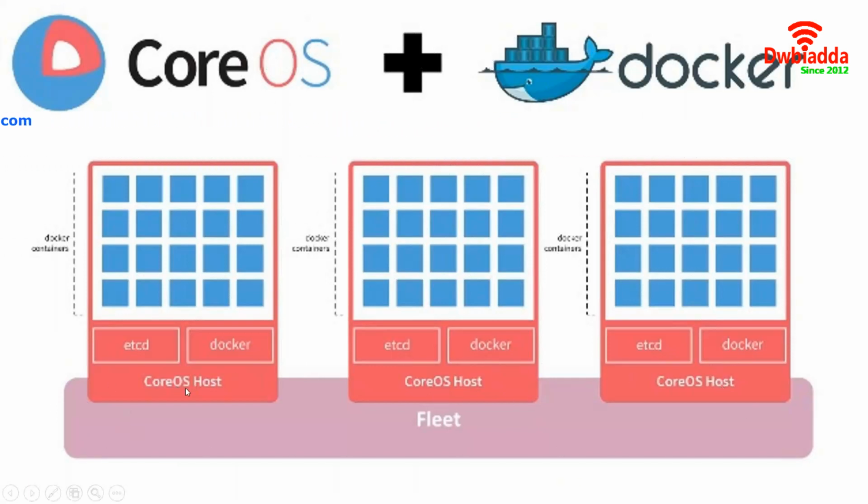So Fleet is basically the set of different CoreOS hosts which you have created, and you can install Docker in it. And after that, once the Docker containers are placed on the CoreOS host, you can simply manage their resources using the Fleet. So the Fleet is acting as a configuration manager of these CoreOS hosts. And you can also create a single host, or you can create multiple hosts.